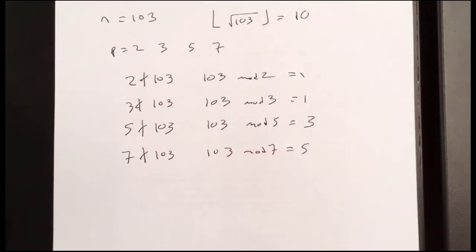The next prime number is bigger than the square root of 103. Stop. If your number is composite, then it must have a prime factor less than the square root of n. We don't. Contrapositive, this number must be prime.